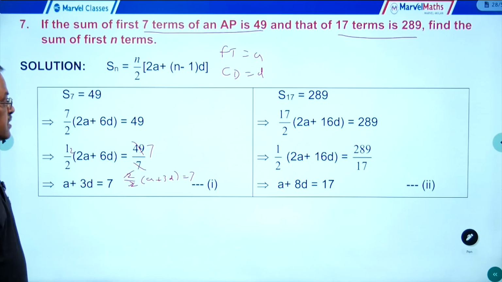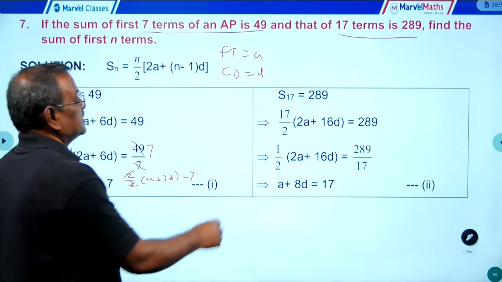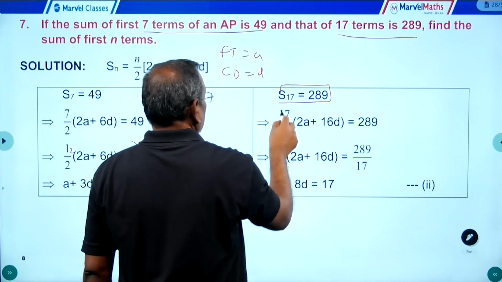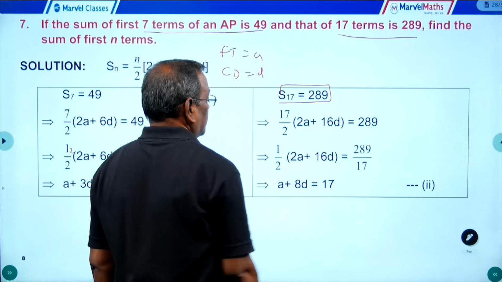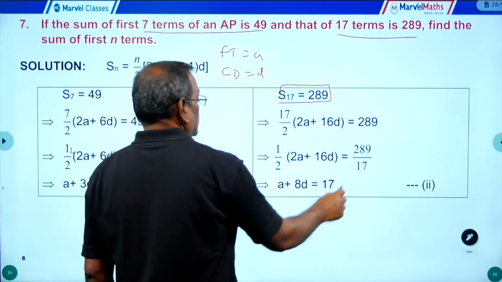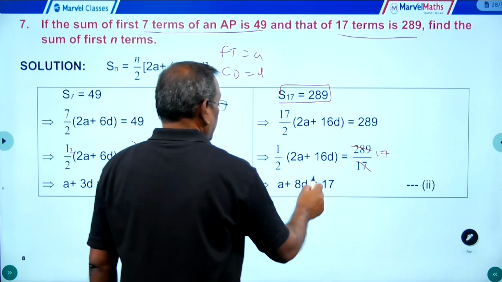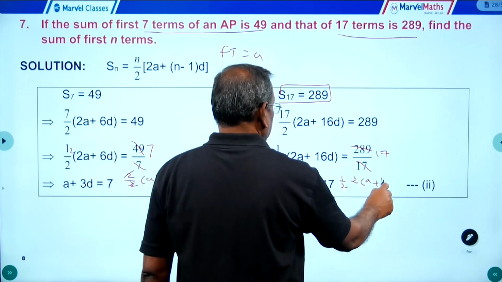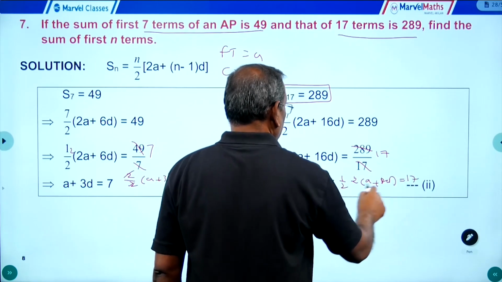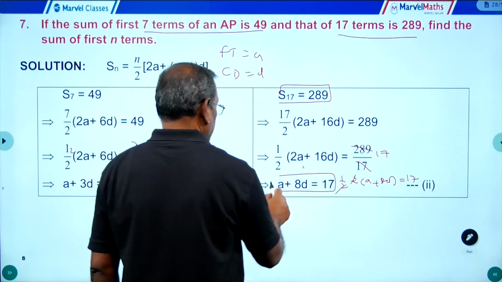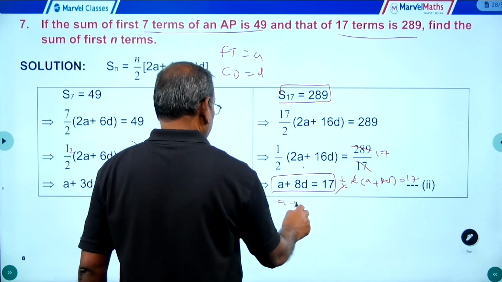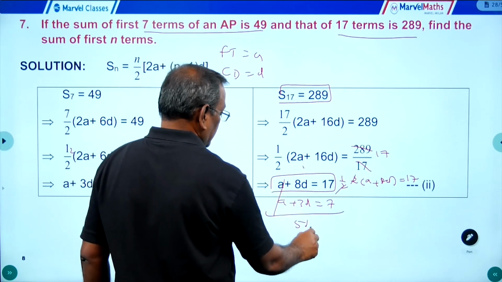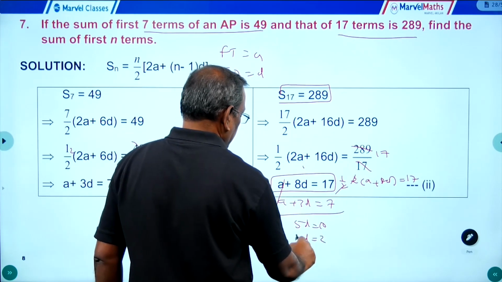This is one linear equation. What is the second condition? The sum of the 17 terms, S17, equals 289. 17 by 2 into (2a plus 16d) equals this. So 17 by 2, this is 17, and you can take 2 outside: 2 into (a plus 8d) equals 17. So a plus 8d equals 17 and a plus 3d equals 7. Subtract: 5d equals 10. What is d? d equals 2.